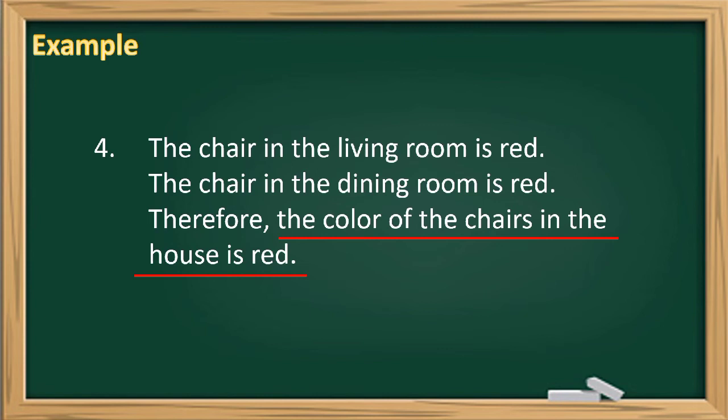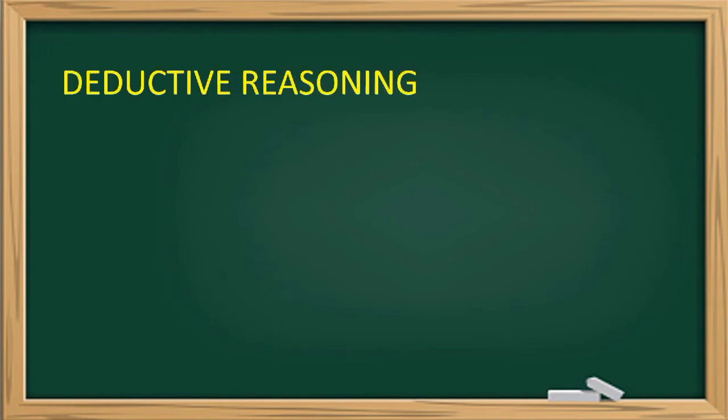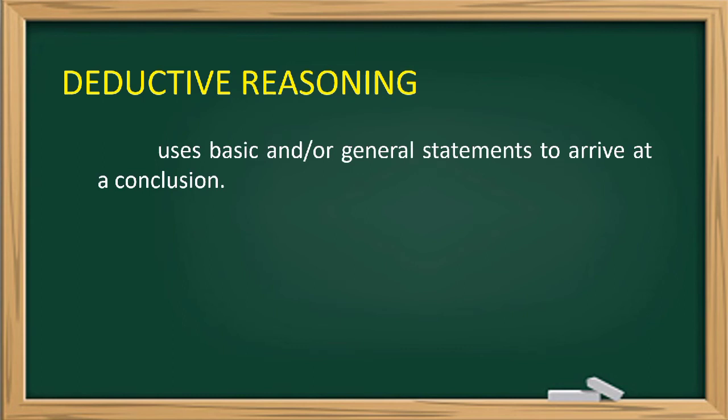Another type of logical reasoning is deductive reasoning, wherein it uses basic or general statements to arrive at a conclusion. This reasoning allows you to make a specific conclusion based on general truths or facts. So, let's have an example.